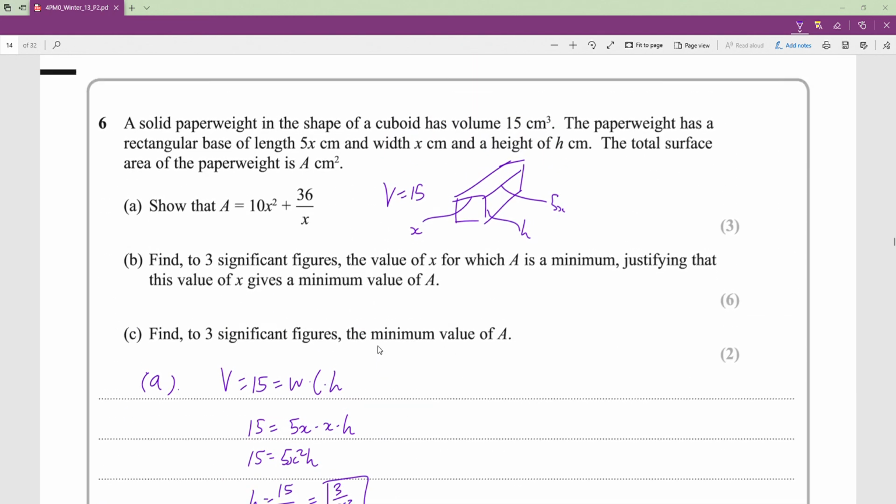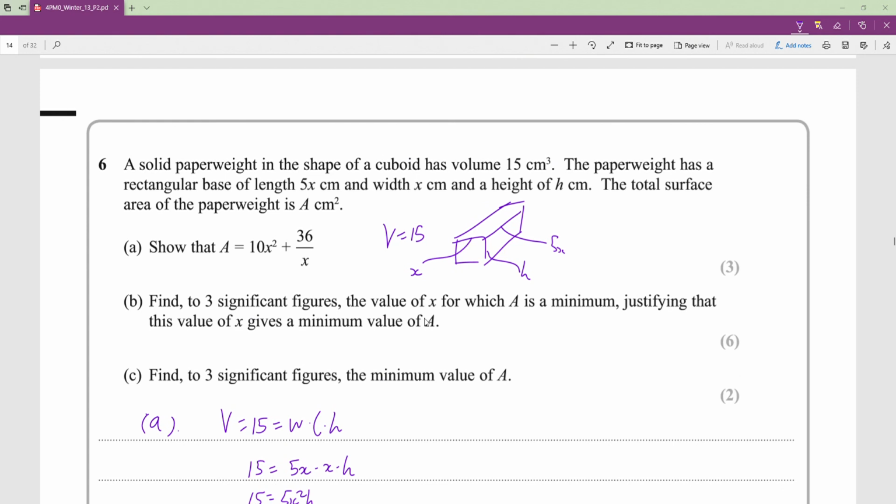Because remember, they have given us another equation to find h in terms of x by telling us the volume. This is a similar pattern that's repeated through many of these related rates problems. Find to 3 significant figures the value of x for which A is a minimum, justifying that the value of x gives a minimum value of A.